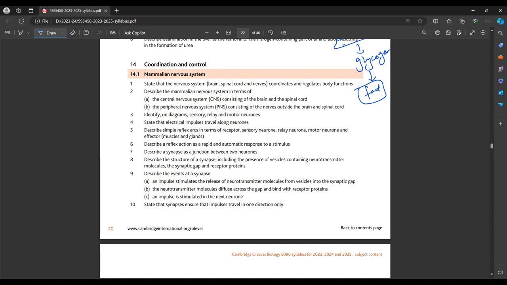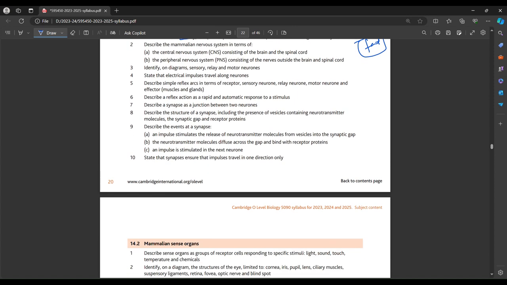Now, coordination and control: nervous system, central nervous system, peripheral nervous system, reflex action. There are two different types of reflex action, spinal and cranial reflex action.